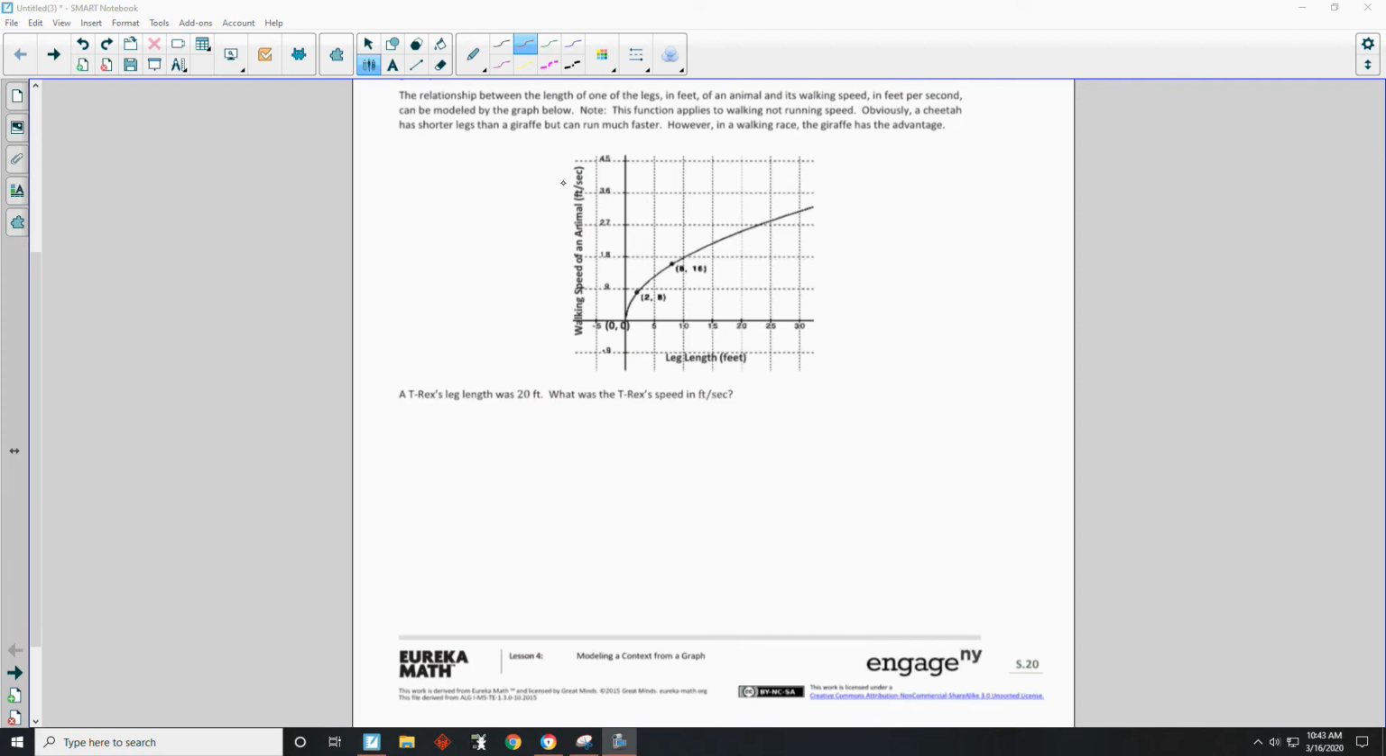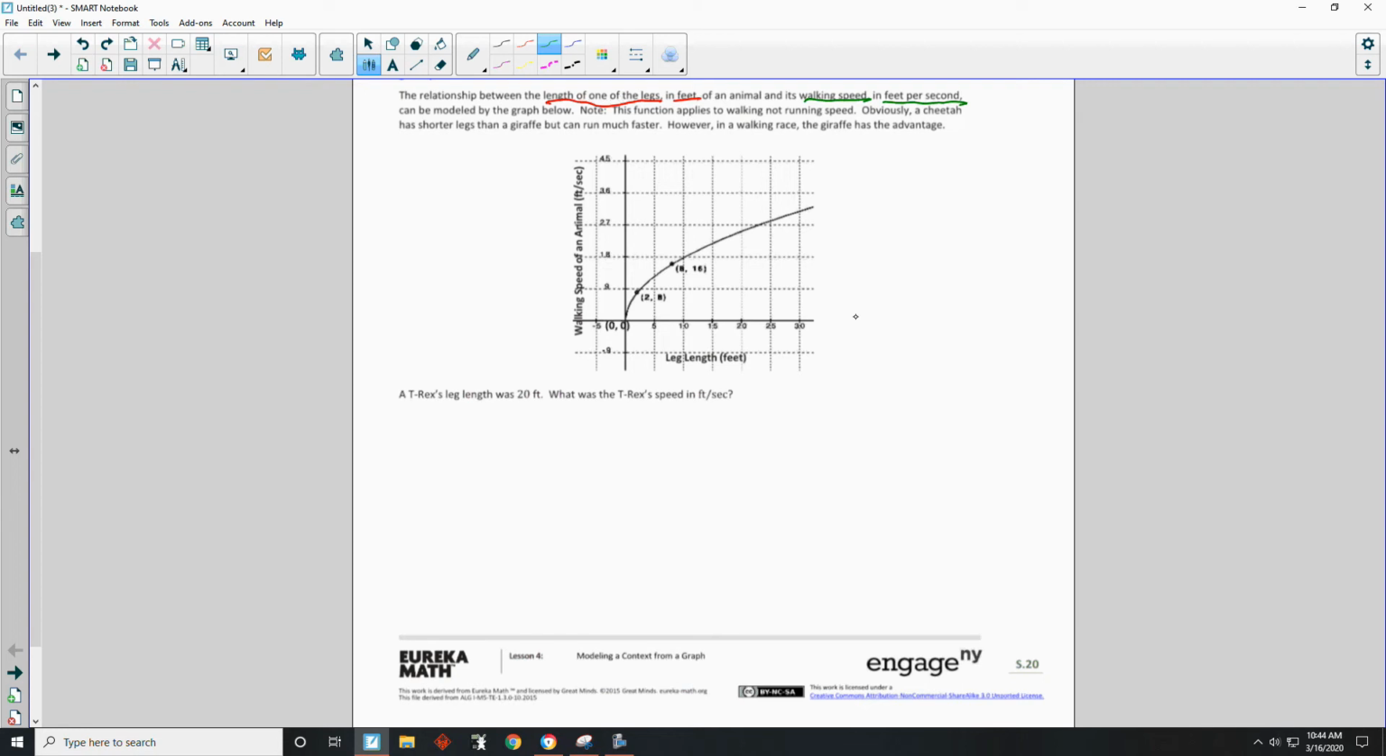Okay, so the first thing we want to do is determine our units of measurement that are involved in the problem. So I look at my x-axis label and my y-axis label. The x-axis is labeled leg length in feet, and the walking speed of an animal is feet per second. Okay, so leg length is in feet. So length of one of the legs in feet, and its walking speed in feet per second.